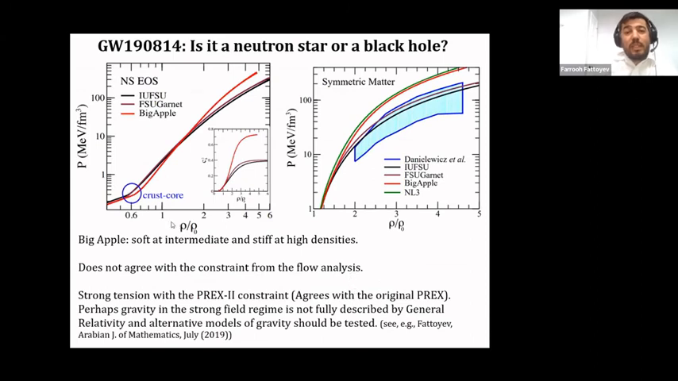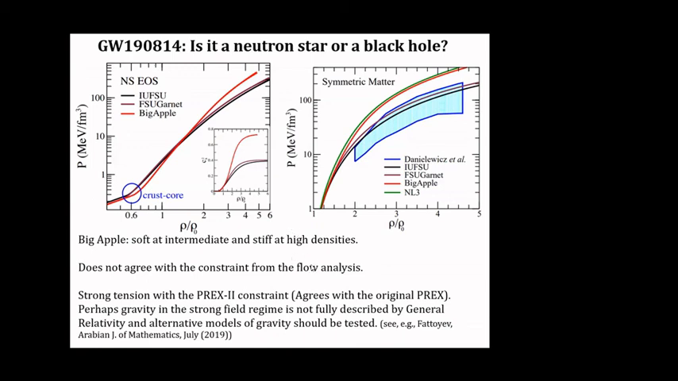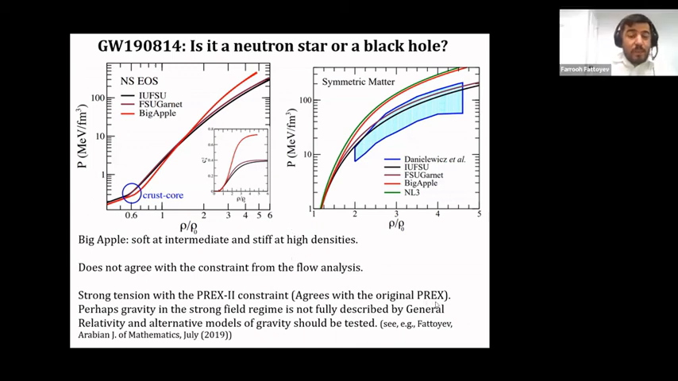However, if you look into the details, it turns out that this equation of state is very soft at intermediate densities, but very stiff at high densities. Such stiffness is not in agreement with the flow analysis. The flow analysis constraint is this blue box, but the red curve goes much above it. It's a logarithmic plot, so I have to mention that. So given that there is a very strong tension with this flow data, and also a slight disagreement with PREX-2. In fact, it agrees with PREX-2 at the 2 sigma level, and with the original PREX it agrees kind of.